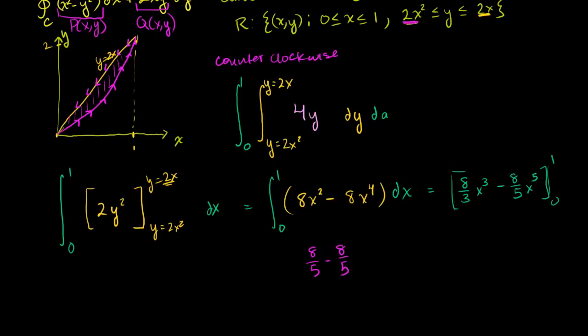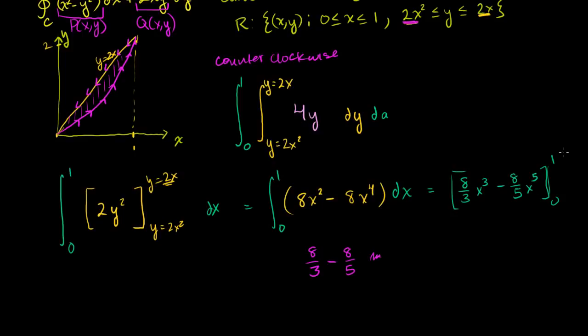And then when you put 0 in here, you're just going to get a bunch of zeros. Oh, sorry, I made a mistake. It's 8/3. 8/3 times 1 to the third minus 8/5 times 1 to the fifth. So that's minus 8/5. And when you evaluate 0 here, you're just going to get a bunch of zeros. So you don't have to do anything else.